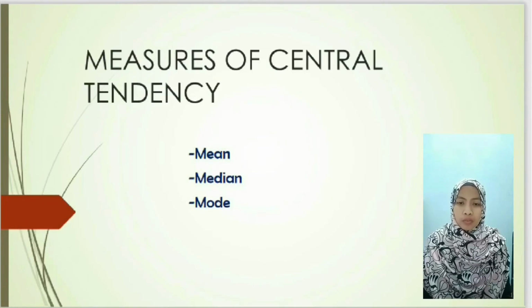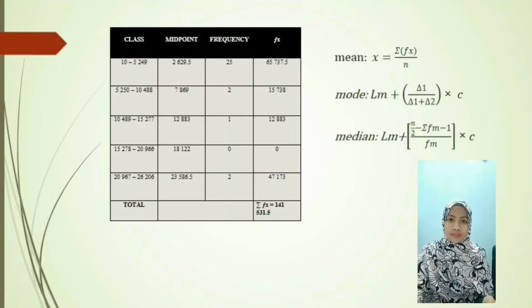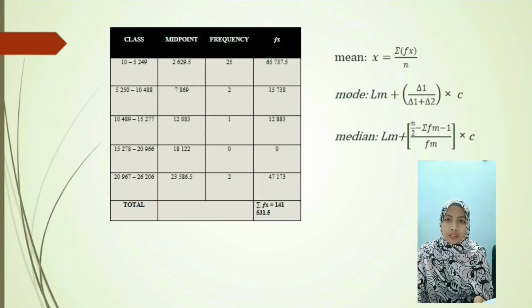Today I would like to continue the presentation about the measurements of central tendency. For this part, we must find 3 points: mean, median, and mode. Based on the table, we use midpoint multiplied by frequency to find fx. So we must find mean, mode, and median.